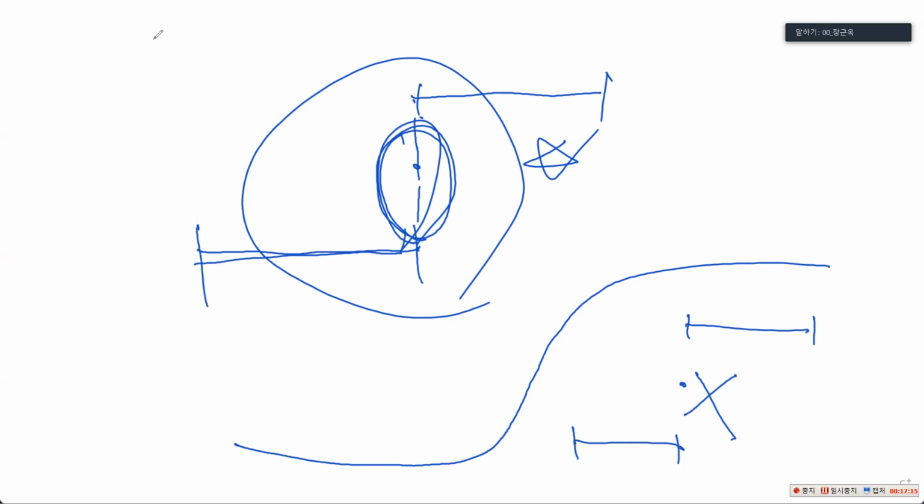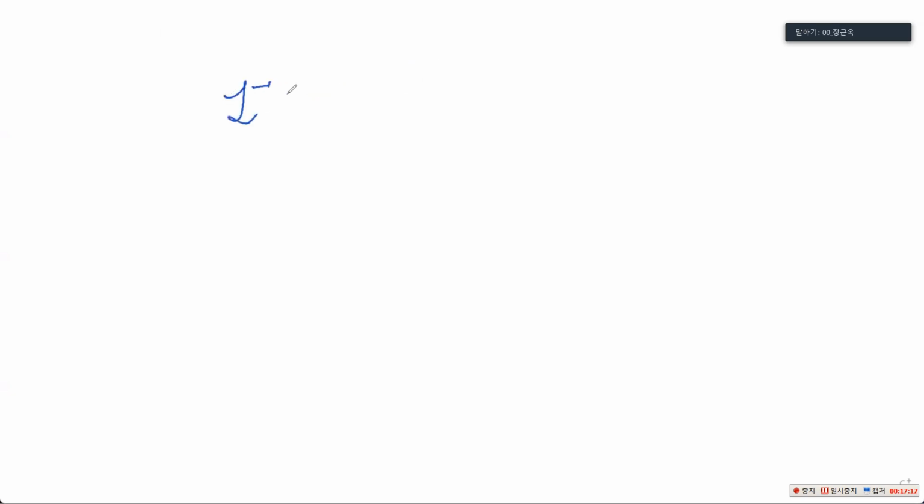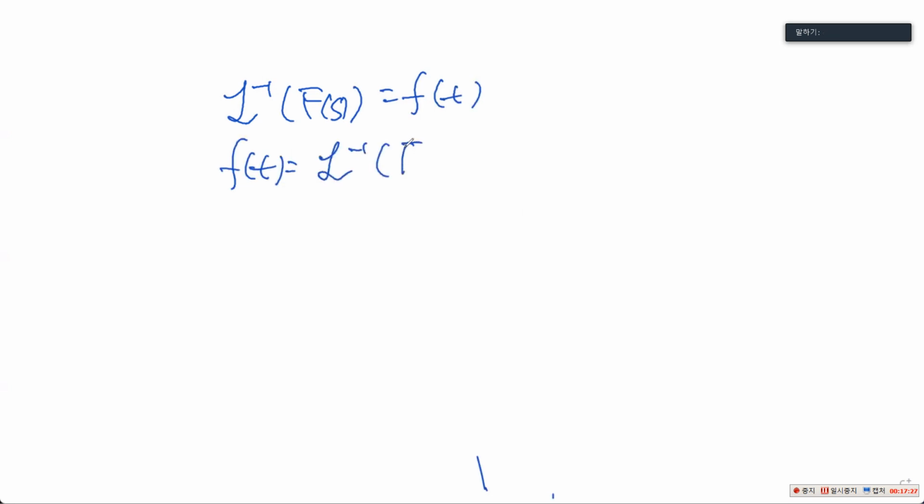Okay. Actually, the inverse transformation is given by here. So inverse transformation is actually we can calculate it. Okay, we can calculate it like gamma plus i infinity. Using the complex analysis, we can calculate by this way.